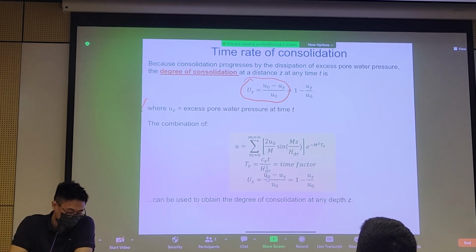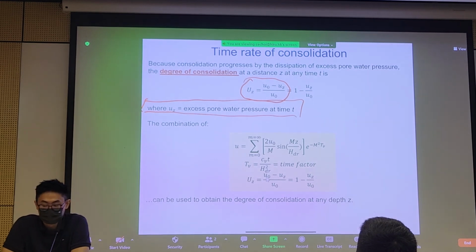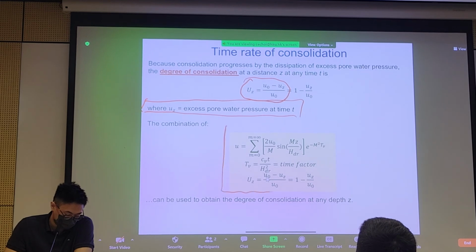And Uz is just what your pore pressure is at a particular time. So if I told you the initial pore pressure is 100 kPa, and now the pore pressure at some depth is 50, right? Then you know your degree of consolidation is 0.5. What does that mean? It means you're halfway done with consolidation. That's all it means. So everything we derived so far will give you these expressions. You can calculate the pore pressure at any specific depth you want for a soil layer.